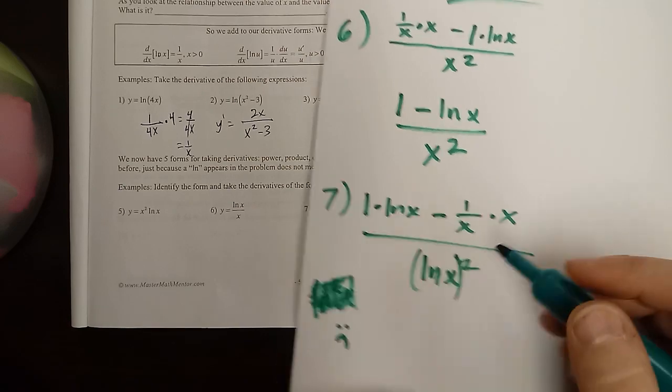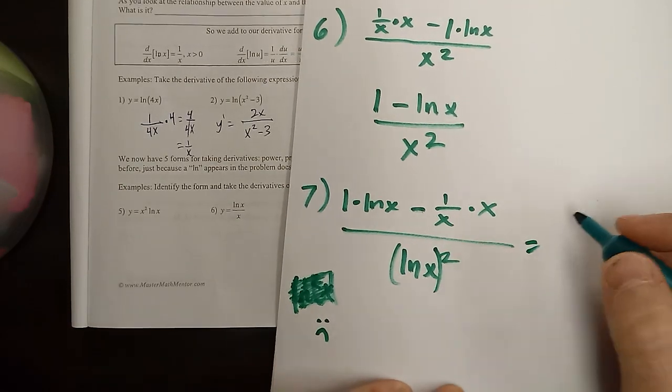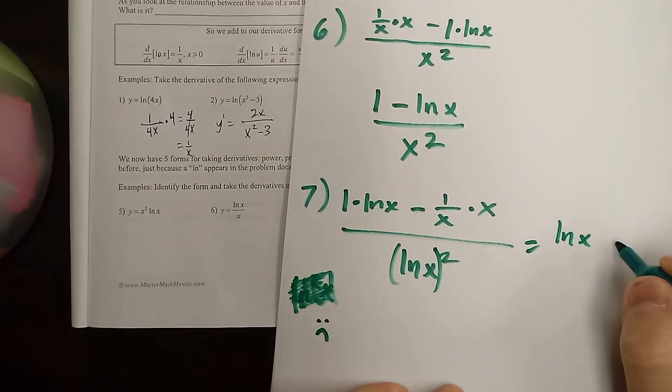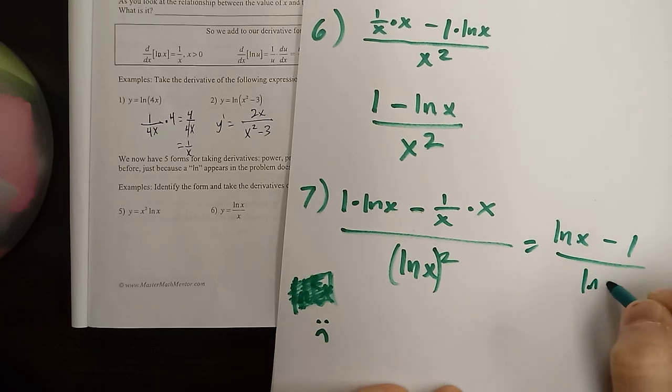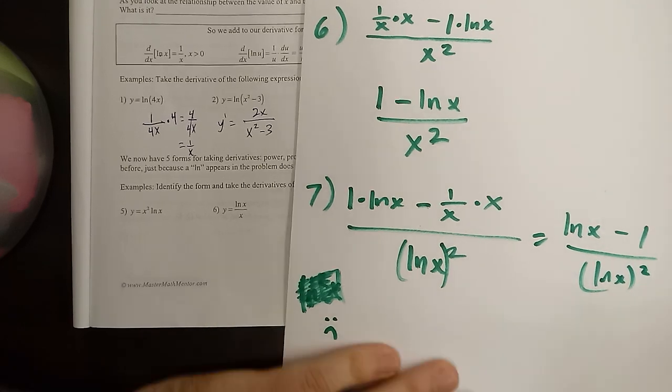Okay, so, oh hey, it turns out to be almost the exact same thing as last time. ln x minus 1 over ln x quantity squared. Woo.